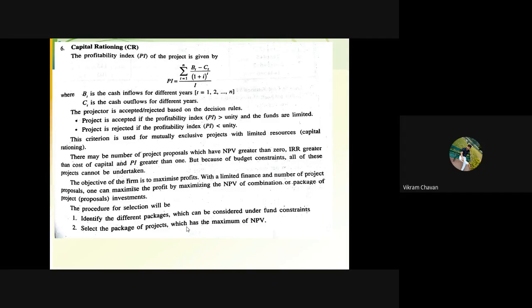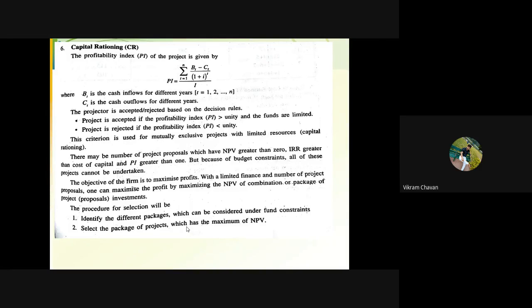Select the package of projects which has the maximum NPV. Okay, so is everyone getting how the profitability index works? The main purpose of the profitability index is to provide the constraint for the investment, according to the budget of the company.